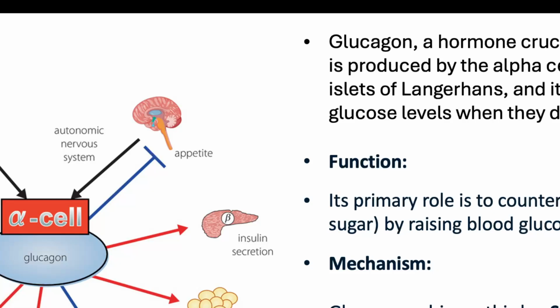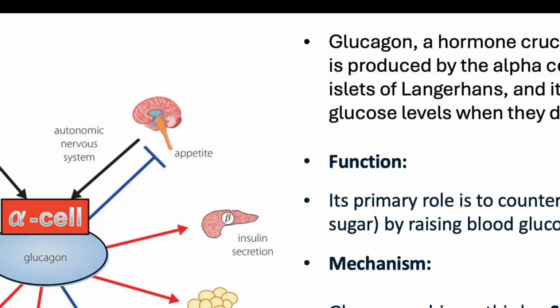How does it increase the blood sugar? By stimulating glycogenolysis, it prompts the liver to break down stored glycogen into glucose, which is then released into the bloodstream.